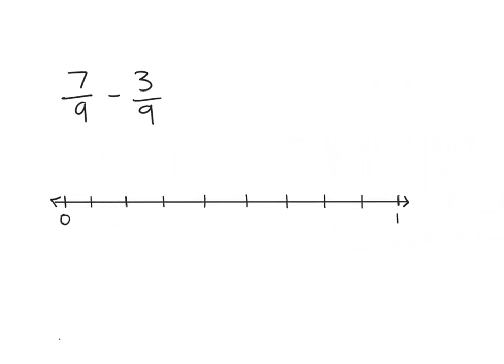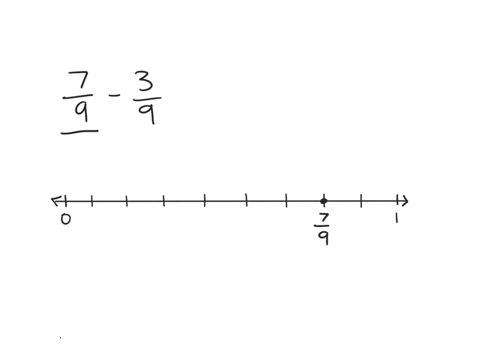So the first problem I'm going to be working on here is a subtraction problem. The problem I'm going to be working on is 7 ninths minus 3 ninths. And I'm going to be using a visual model of a number line to show what's happening when I subtract these numbers. So to start out, I'm going to represent 7 ninths, the minuend, on the number line. I've already partitioned my number line into ninths, so I'm going to count up to 7 ninths. And I'm going to mark that and label it on the number line.